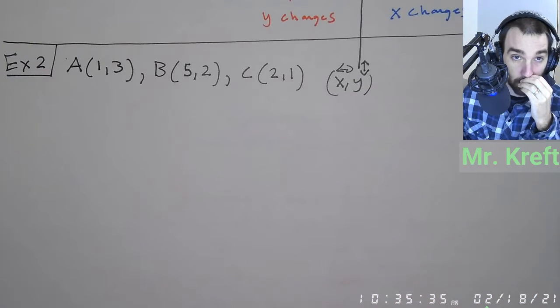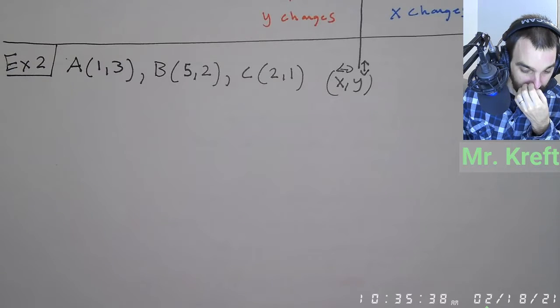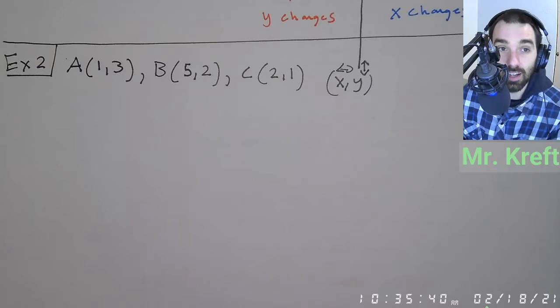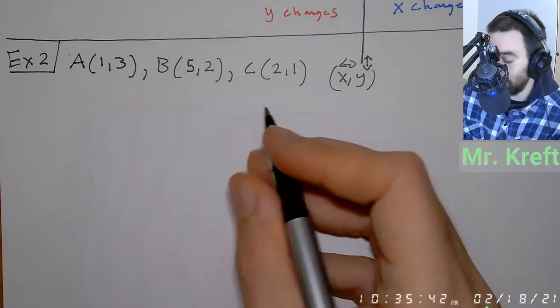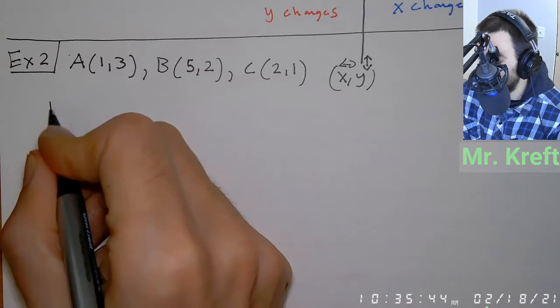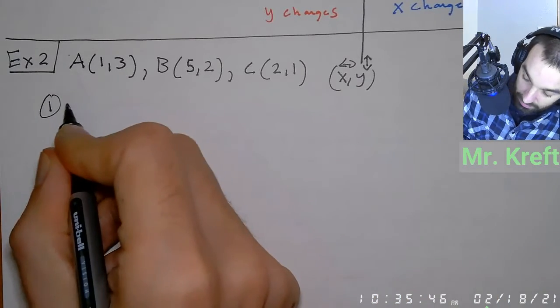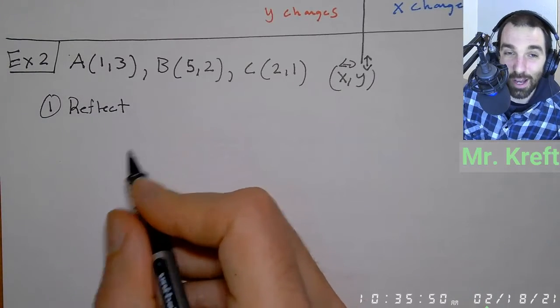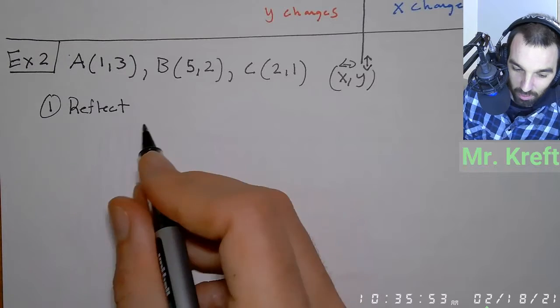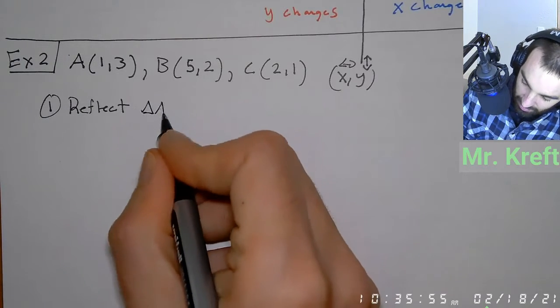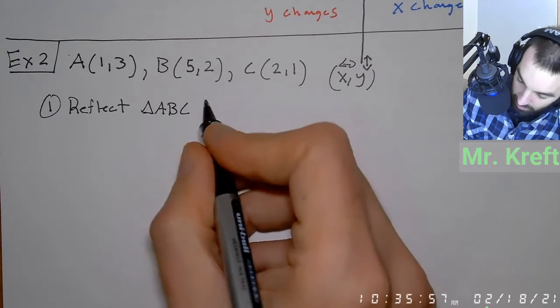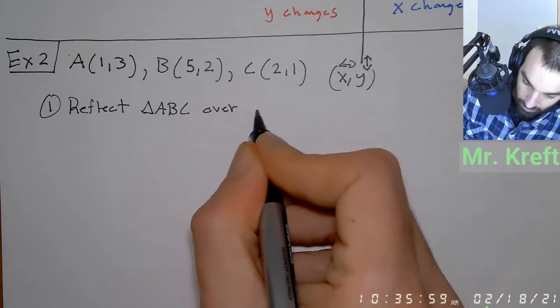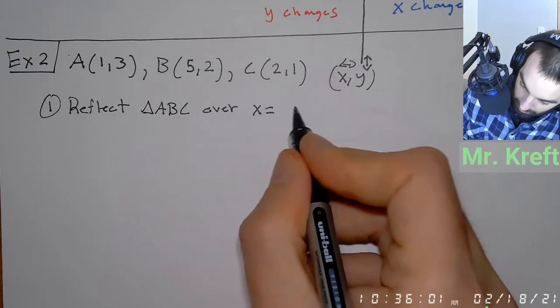So we're going to do 2 different problems. This isn't composition, so I'm not going to say composition. So problem 1, we're going to reflect. And I just really want to emphasize that this is not a composition. So we're going to reflect triangle ABC over x equals 3.